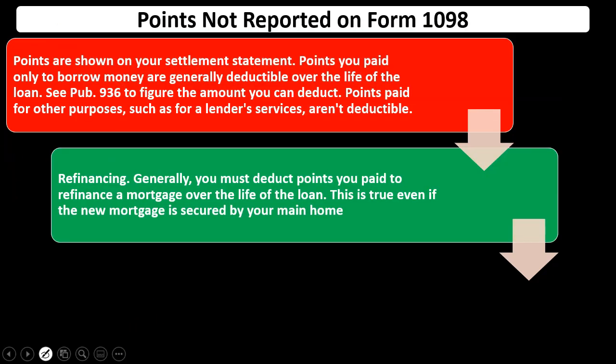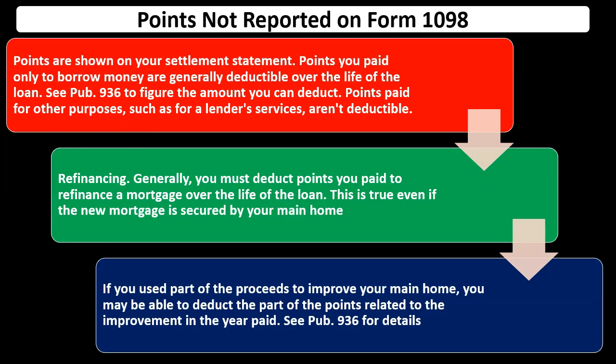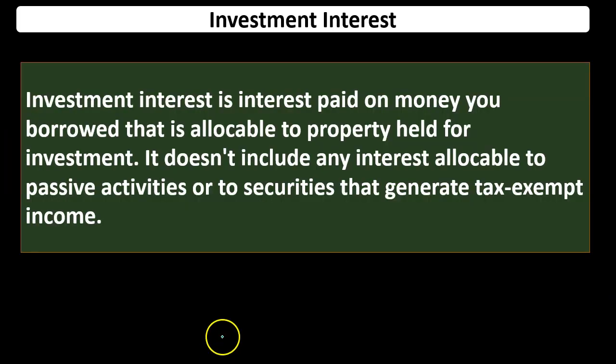Refinancing. Generally, you must deduct points you paid to refinance a mortgage over the life of the loan. This is true even if the new mortgage is secured by the main home. If you use part of the proceeds to improve your main home, you may be able to deduct the part of the points related to the improvement in the year paid. You can see Publication 936 for more details here. Investment interest. Investment interest is interest paid on money you borrowed that is allocated to property held for investment. It doesn't include any interest allocated to passive activities or to securities that generate tax-exempt interest.